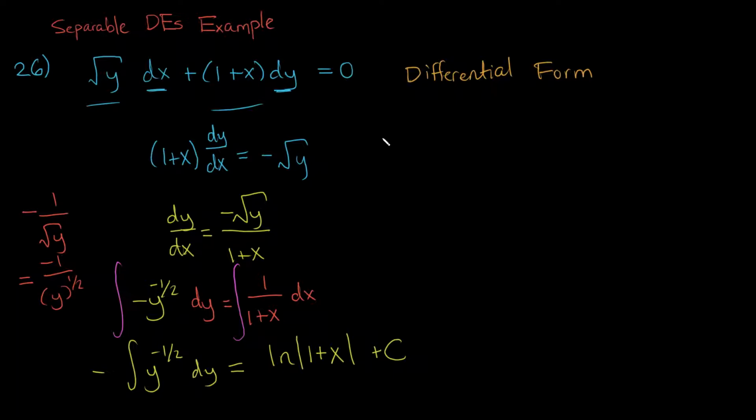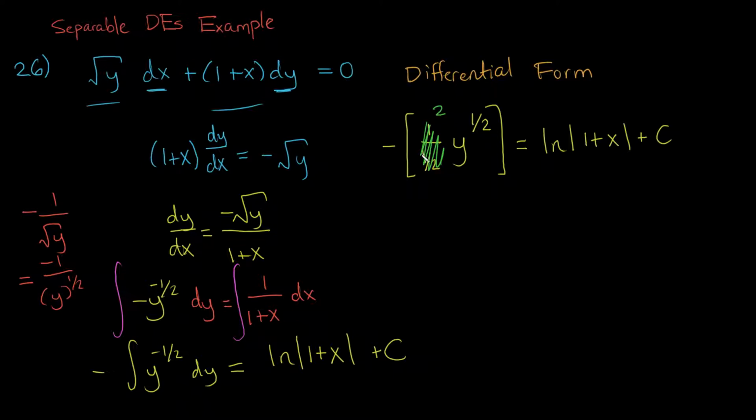So this is going to be the same thing as negative times, and then this integral is going to be y to the power of negative 1/2 plus 1, which is positive 1/2, and we're going to divide by 1/2 again. So I'm going to write that up again. We're going to divide by 1/2, which is the inverse power rule, and this is going to be equal to the natural log of the absolute value of 1 plus x plus c. So now if we multiply this out, 1 divided by 1/2, we can also just rewrite this as 2.